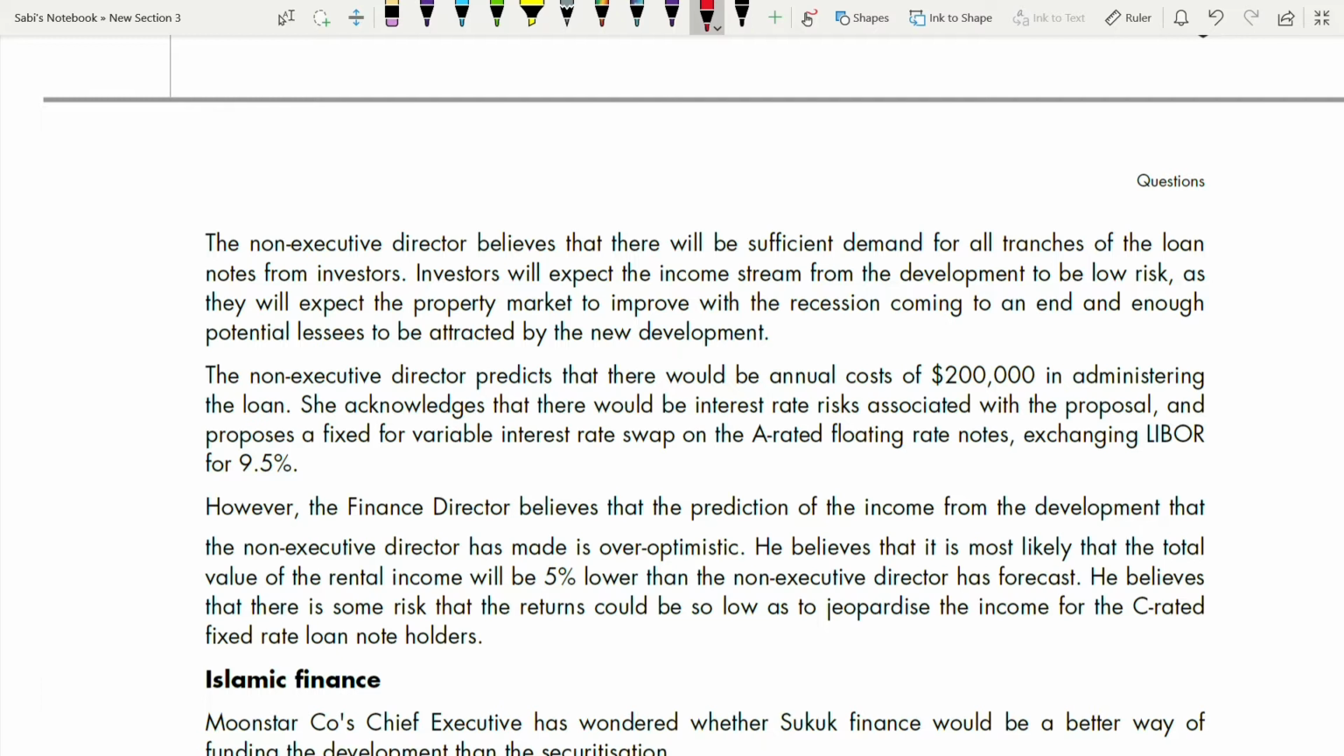He believes the non-executive director predicts that there would be an annual cost of 200,000 in administrating the loan. So there's a 200,000 annual cost. This needs to be taken into account. She acknowledges that there would be an interest rate risk associated with the proposal, and proposes a fixed for variable interest rate swap on the A-rated floating rate debt, exchanging LIBOR for 9.5%. That means they are exchanging fixed for variable. Because there's an interest rate risk, what are they doing? They're taking a swap.